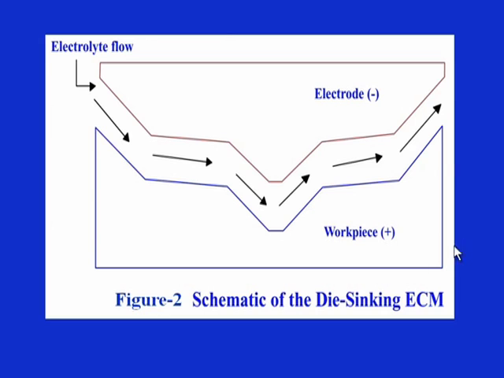Some uses and variants of ECM, say die sinking and deburring, have been shown in the following figures. This is a schematic of the die sinking process, where this is the die, or you can say the cathode, and this is the anode, and this anode will take the shape of the die after the electrochemical machining process. This can be used later on as the die for some other fabrication process.